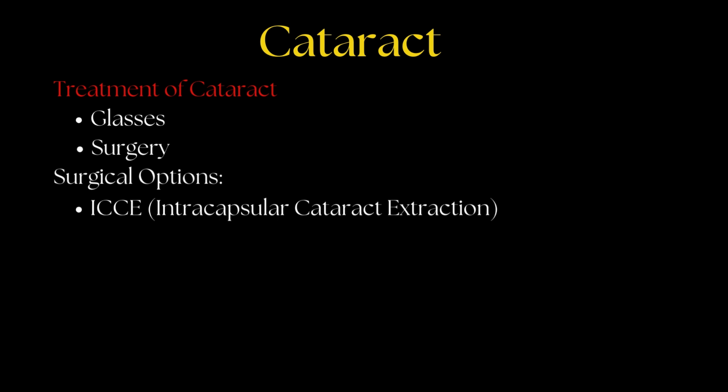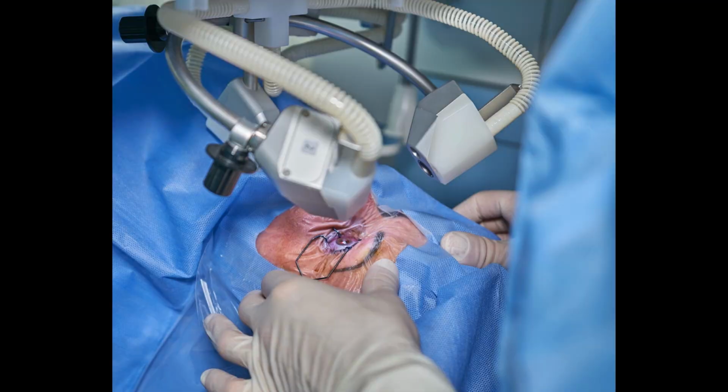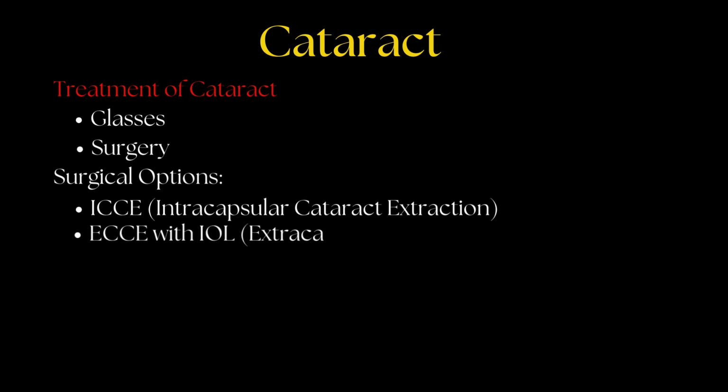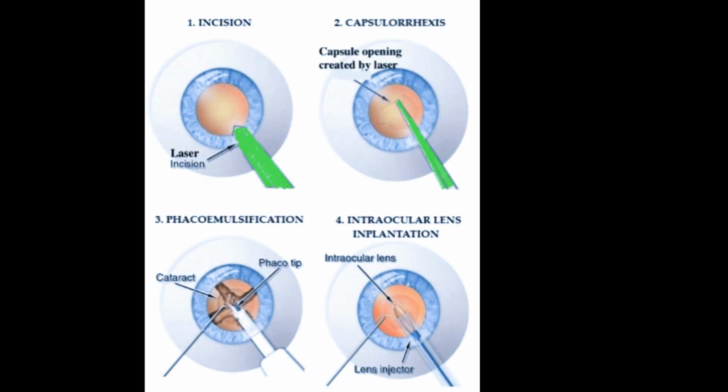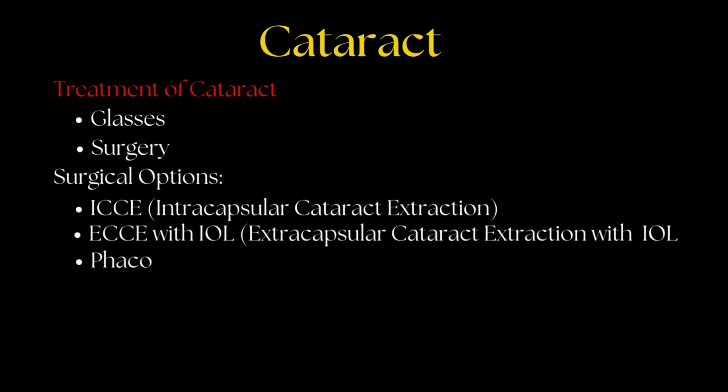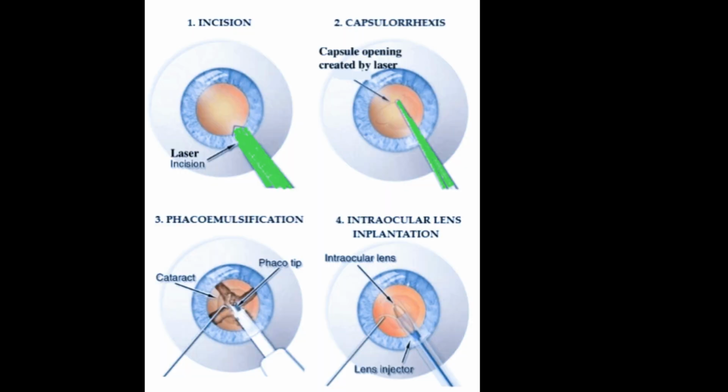Intracapsular cataract extraction involves removing the entire lens and capsule, leading to aphakia. Extracapsular cataract extraction with intraocular lens removes the lens nucleus while leaving the capsule intact, followed by intraocular lens implantation, resulting in pseudophakia. Phacoemulsification uses ultrasound to break up the lens, which is then removed.